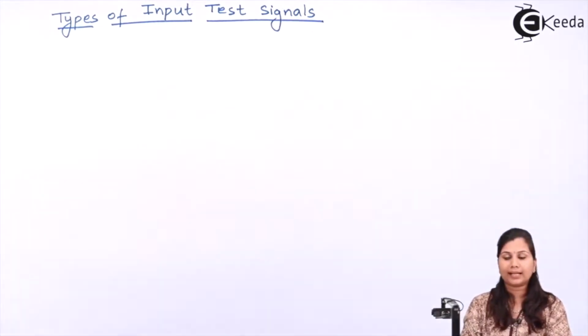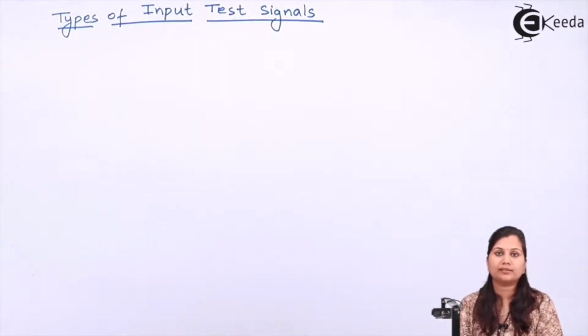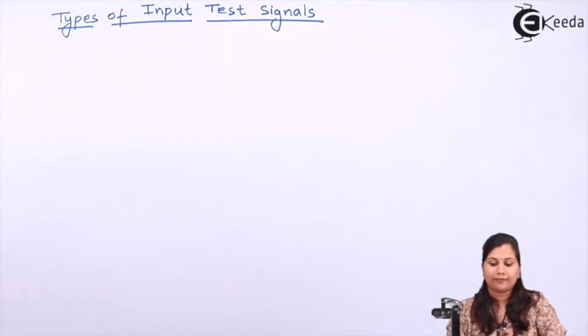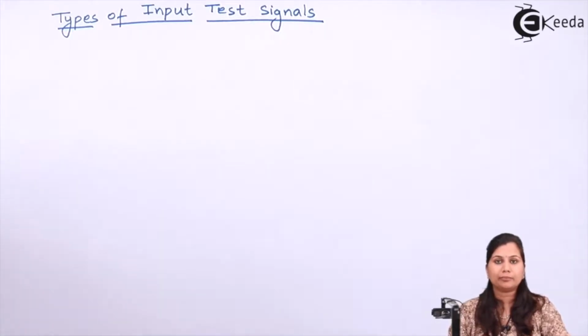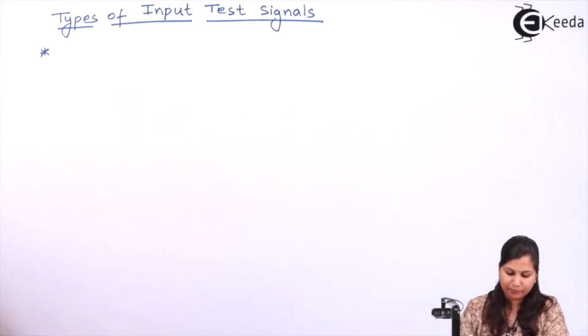As we know, the various types of input signals are used to find out the time response of a system. That is, we will apply various input signals to a system and then we will analyze the output of the system for these various inputs. So what is the use of these input signals?